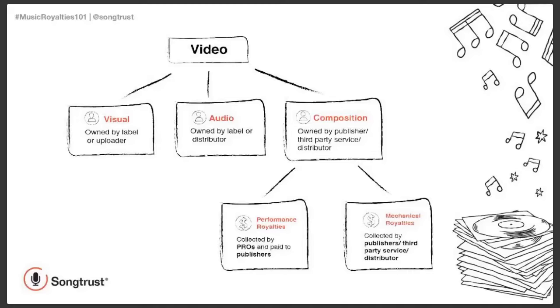And like Noelle mentioned earlier, the royalties that are allotted to the composition are split into performance and mechanical royalties. Performance royalties are collected by your PRO, your performing rights organization, and then paid out to your publisher on your behalf. And mechanical royalties on YouTube are collected directly by publishers like Songtrust who have direct licenses and direct agreements with YouTube to allow them to collect those royalties directly.